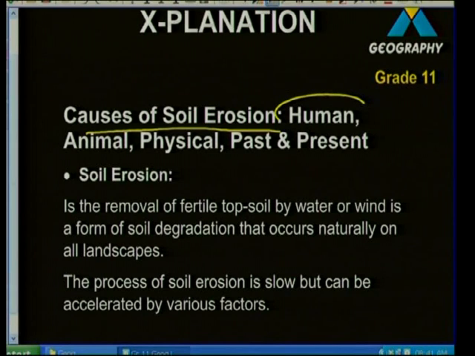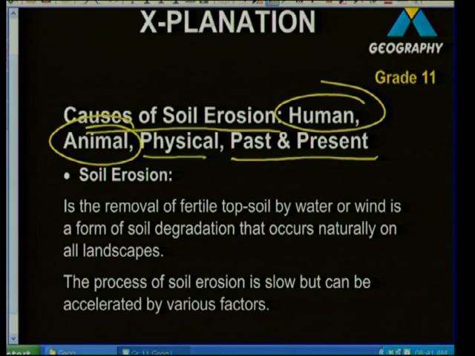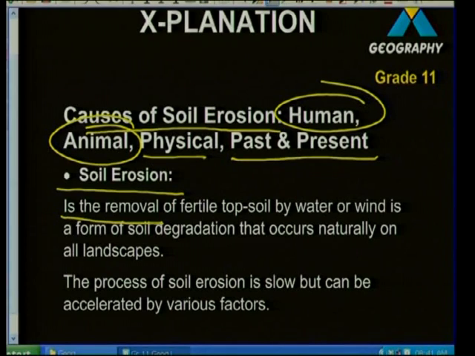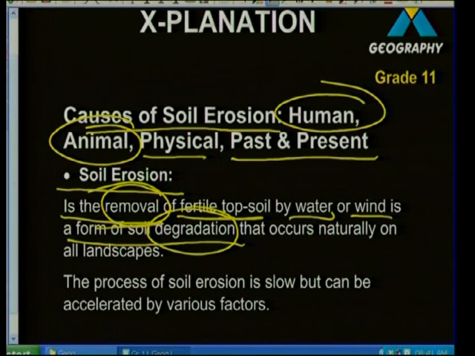We will now look at causes of soil erosion, specifically human, animal, physical, past and present. Before we move any further, I want you to understand the following concept. What is soil erosion? And key aspects and words that you need to know in order to define the term soil erosion. It is the removal of fertile topsoil by water or wind and is a form of soil degradation, another word for depletion, that occurs naturally on all landscapes.